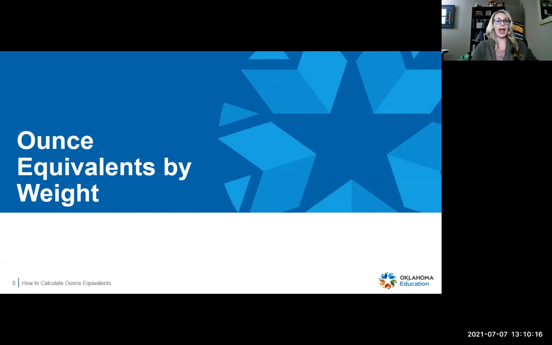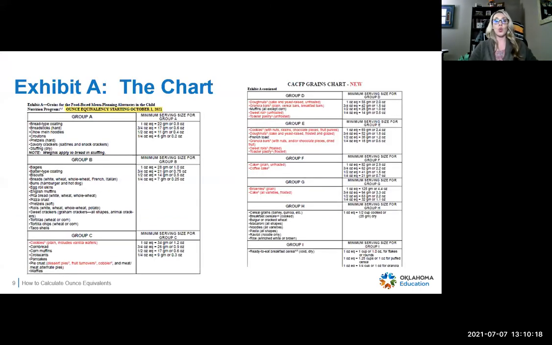So let's talk about the weight. So we'll talk about ounce equivalent by weight. You can see here, this is Exhibit A. And so you'll know which one it is, we do have it highlighted where it says ounce equivalency starting October 1, 2021. Another way you can tell is if right here under it says like the minimum group size, it says 1 ounce equivalent. The old one will say 1 serving.